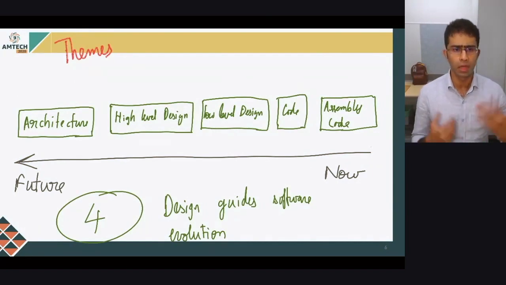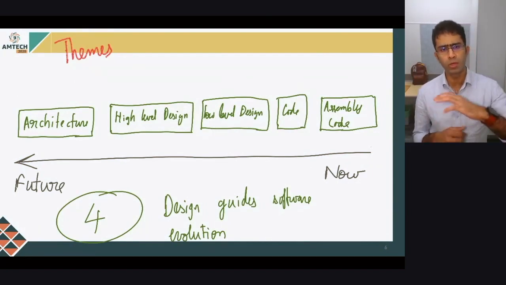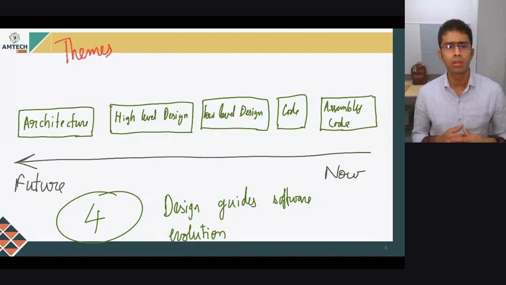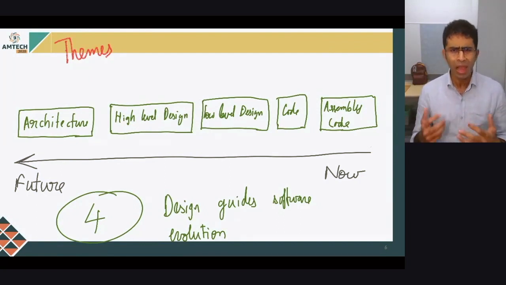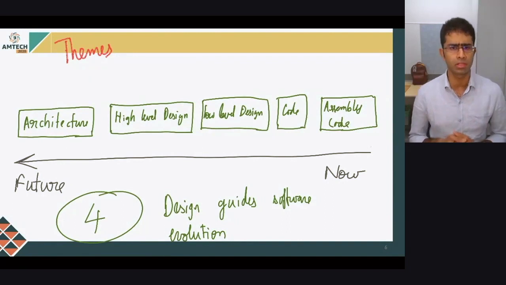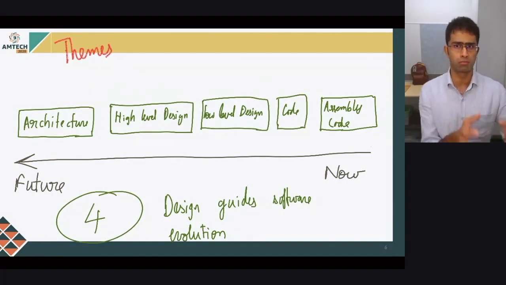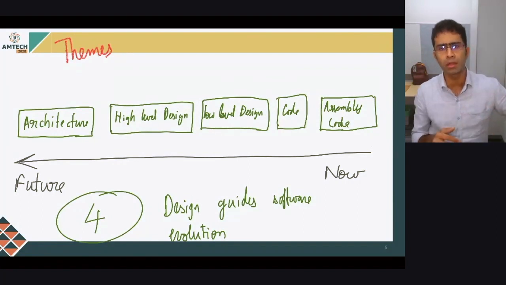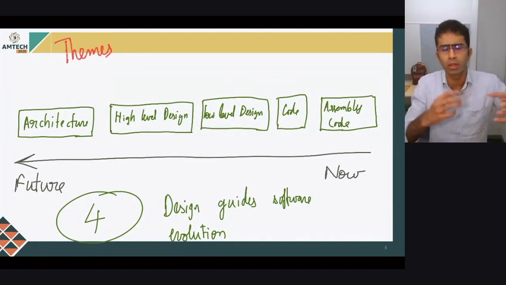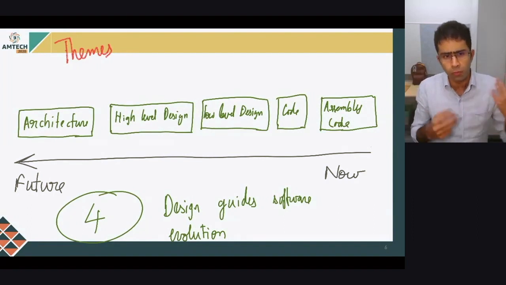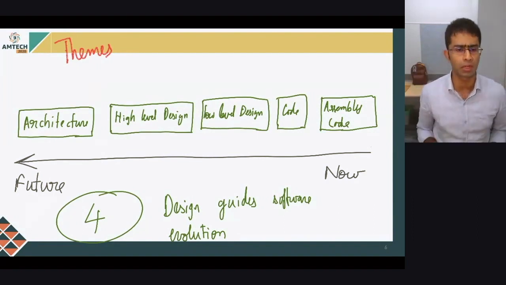design guides software evolution. As you move towards the left from assembly code to architecture, you're doing that more for the future than for today. You're doing that because you want software to be maintainable. Let me take an example. I can directly write things in assembly code, but it's just not maintainable. Even after some time, even I won't be able to understand what I've written. As you move up, code is a little more readable. As you move up, you're doing it because you want to work as a team, and you're doing it for the future. It's for software evolution. So the fourth one is design guides software evolution.